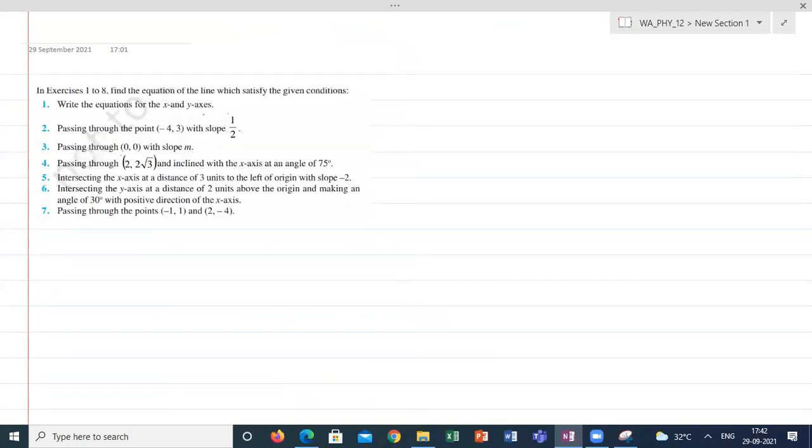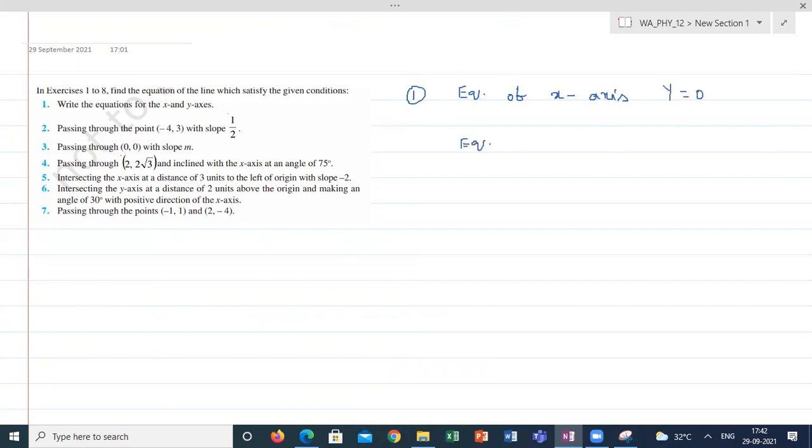Write the equation of x-axis and y-axis. What is the equation of x-axis? X-axis is a line parallel to x-axis and passing through origin. So what is the equation of x-axis, students? Y is equal to 0.